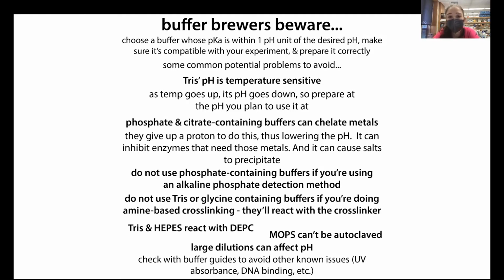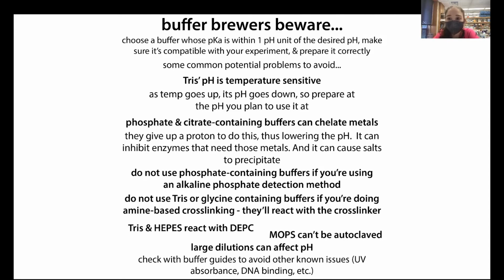One of these is tris. Tris's pH is temperature sensitive. At a higher temperature, it's going to be easier to deprotonate. It's going to be more willing to deprotonate. That's going to make your solution more acidic, meaning that your pH is going down at a higher temperature. And that means at a lower temperature, your pH is going to be higher than you expected.